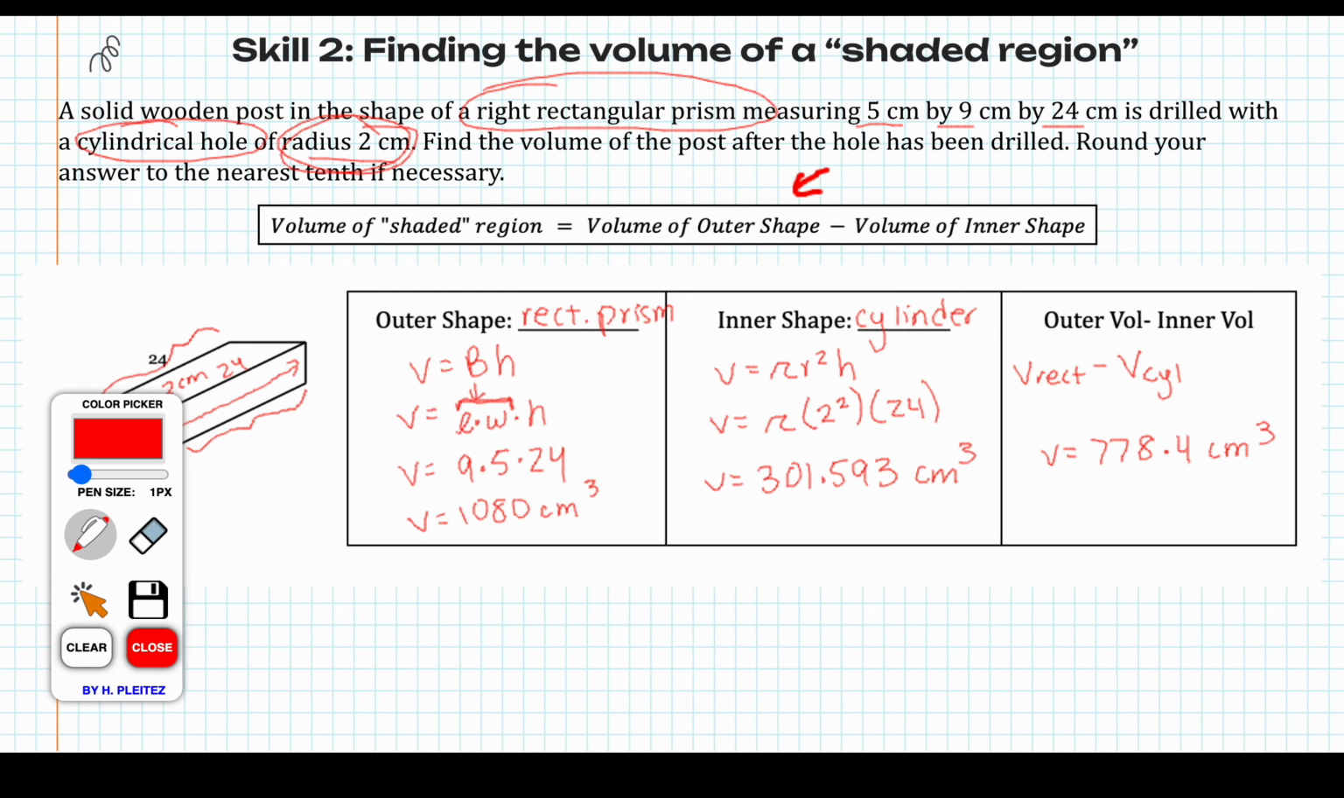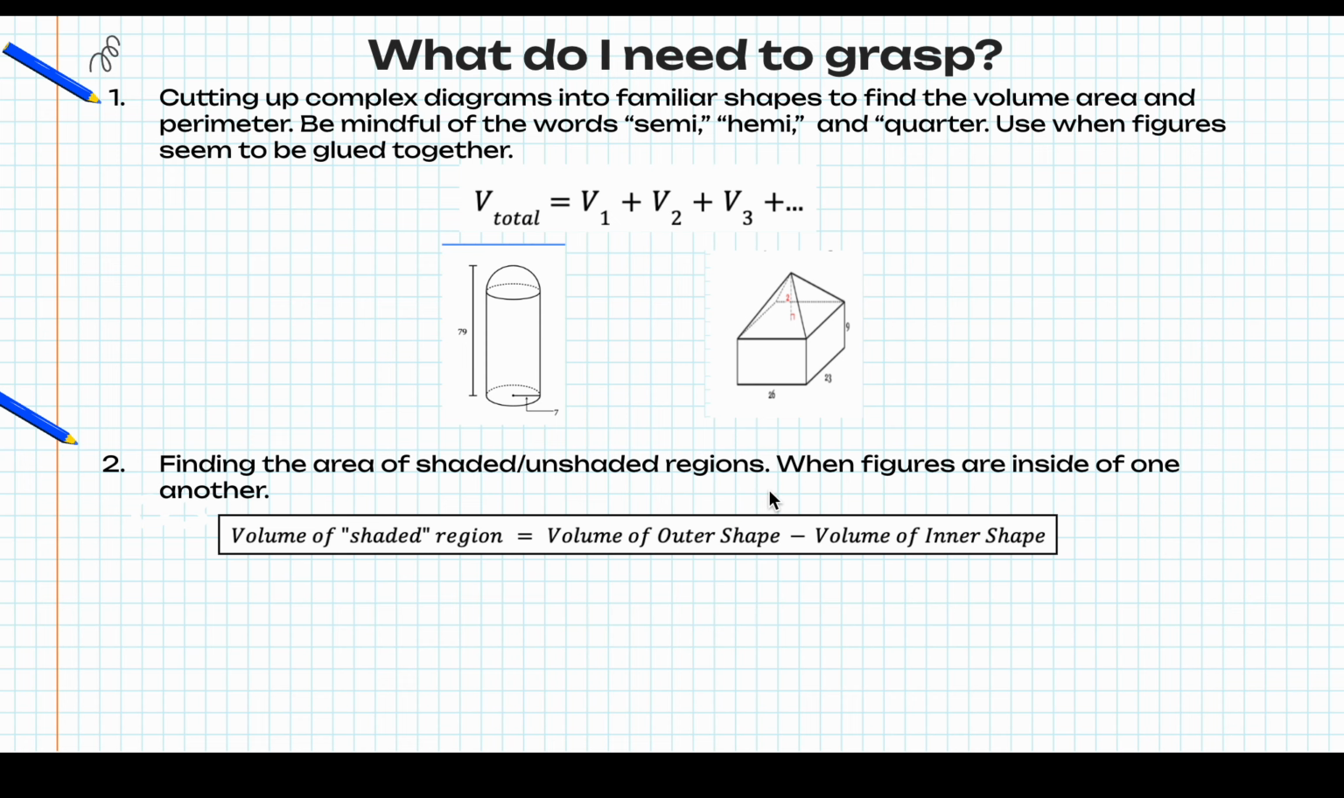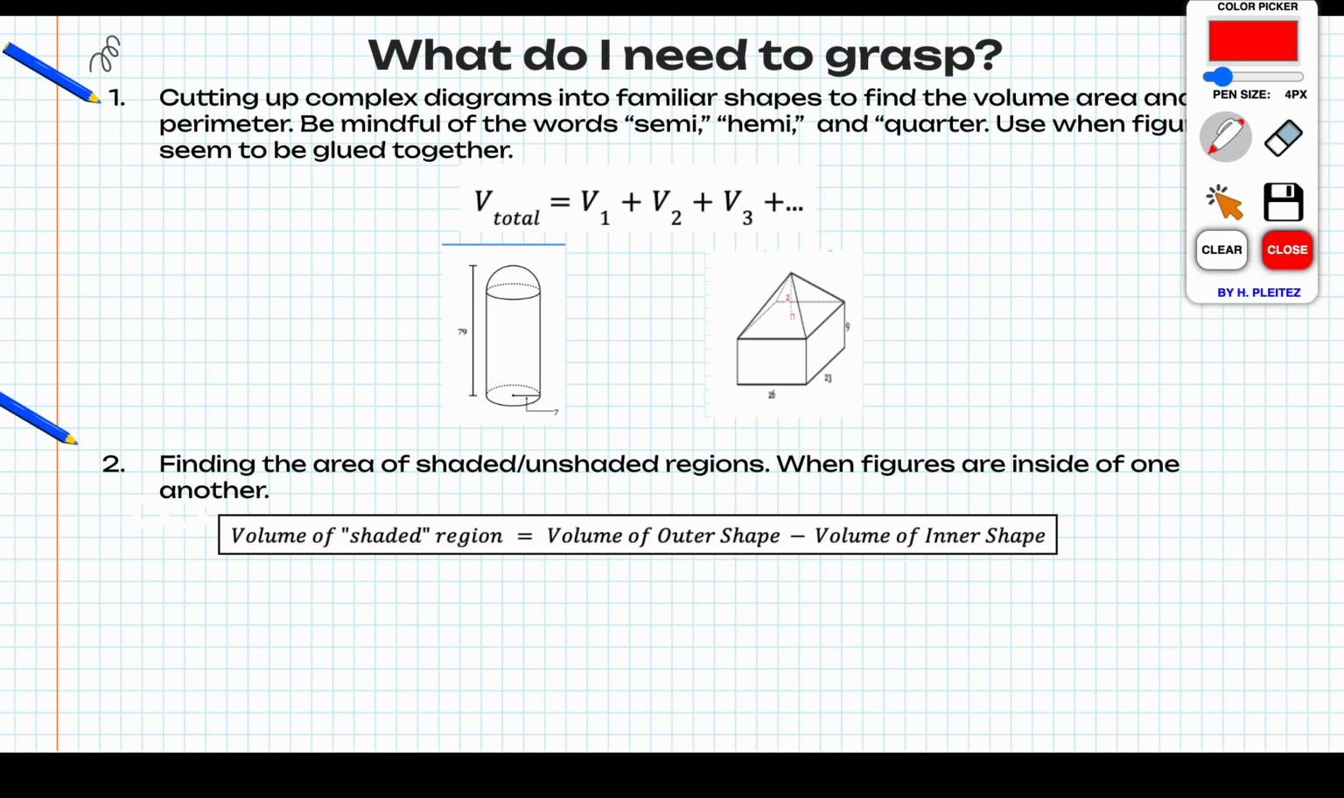Again, it's cubic centimeters. All right, so here's a little refresher on what you need to grasp from the lesson. We cut up complex composite figures into familiar shapes. We find the volume. So remember, we just add up all of the individual volumes together to find the volume of the entire composite figure. Just be mindful of the words semi, hemi, and quarter, because those tell you, hey, you might not be using the entire volume of the cylinder or the entire volume of the sphere. You might have to divide by 2 or divide by 4. So be very careful when you're doing that. Be organized with your work. Separate it just like we did in the video.